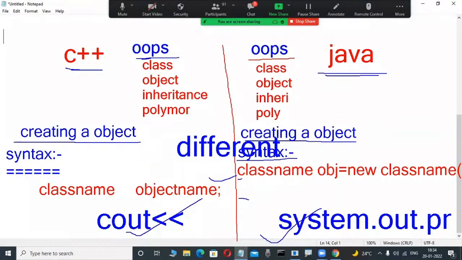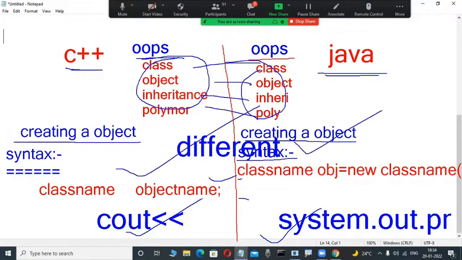But conceptually, OOPS concepts are the same or not? Same. What is a class? What is an object? What is inheritance? What is polymorphism? Same. But syntactically totally different. Why? Because those are two different languages, two different products from different companies. That's why the functions are different, and the syntax is also different.